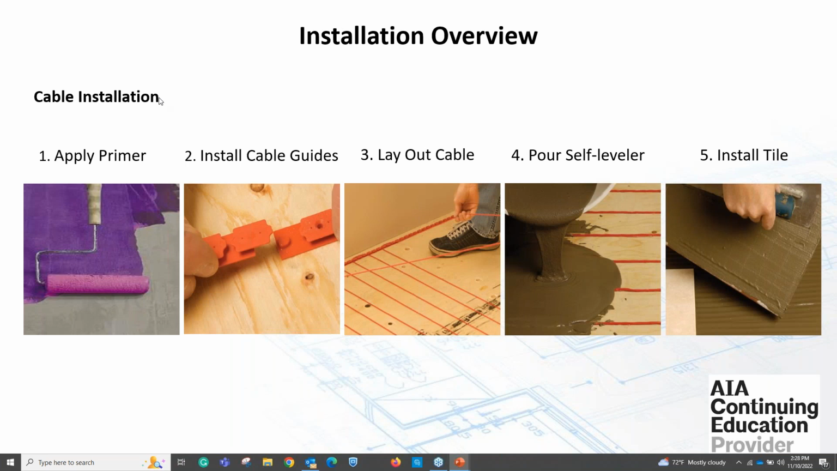So here's our old school way to do it. We apply the primer, we install the cable guide, lay out the cable, and pour self-leveler. And I know that's some manufacturers' magic invisible primer there on that plywood. I'm not sure who it is, but it looks like it's not there to me. But there's your tile installed.